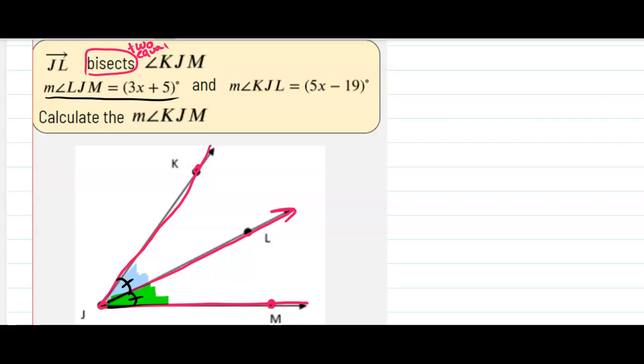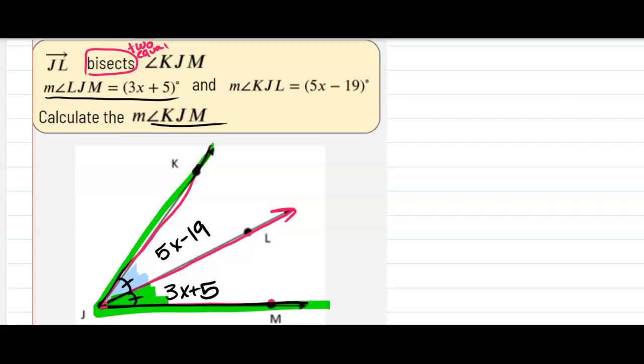It says the measure of angle LJM is 3x plus 5. And then KJL is 5x minus 19. So that's the only information we have. We need to calculate the measure of angle KJM. And KJM is the larger angle. Let's write down what we need to find.